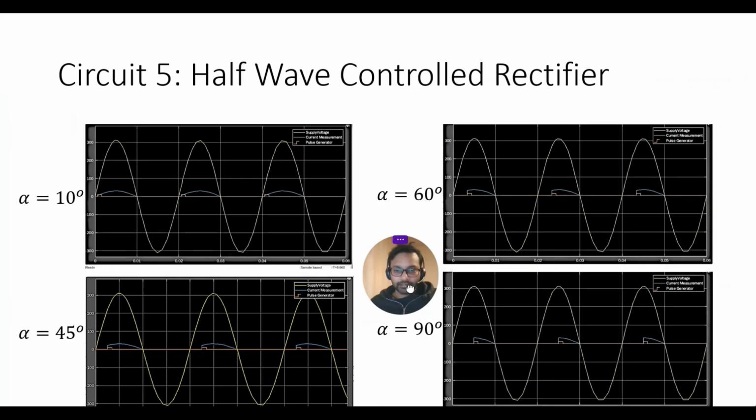And in the waveforms, as we have observed for the 10-degree firing angle, the output of the rectifier started after the corresponding time. There was a phase difference or a time delay before the rectification process starts, and as we increase the firing angle, this delay in the rectifier's output also increases.